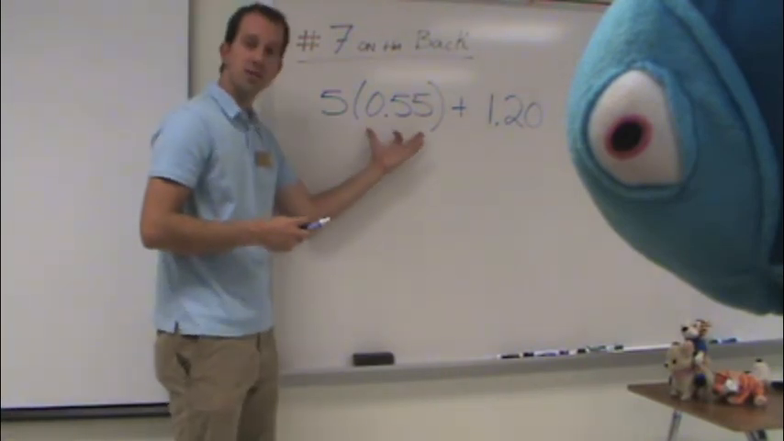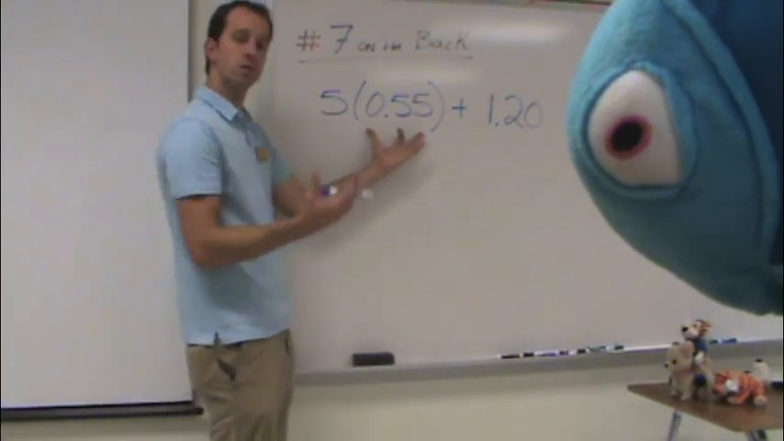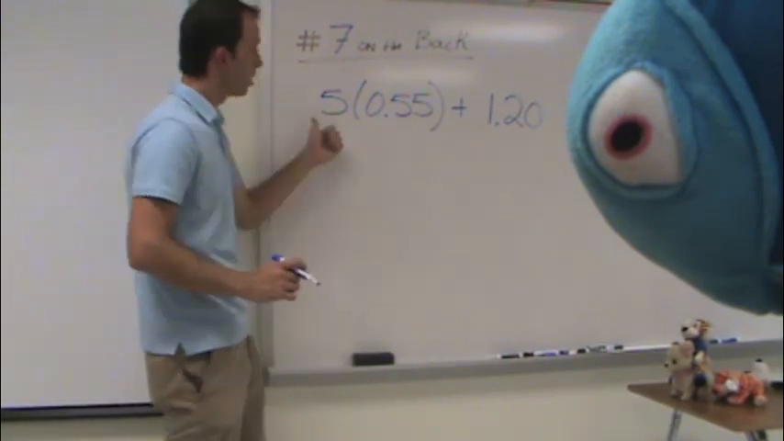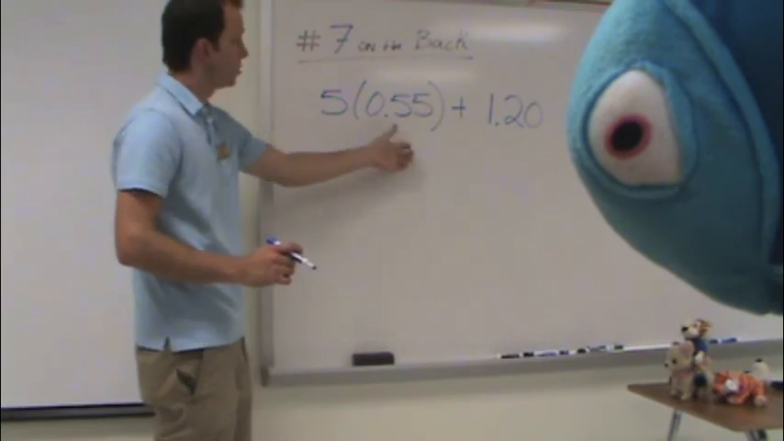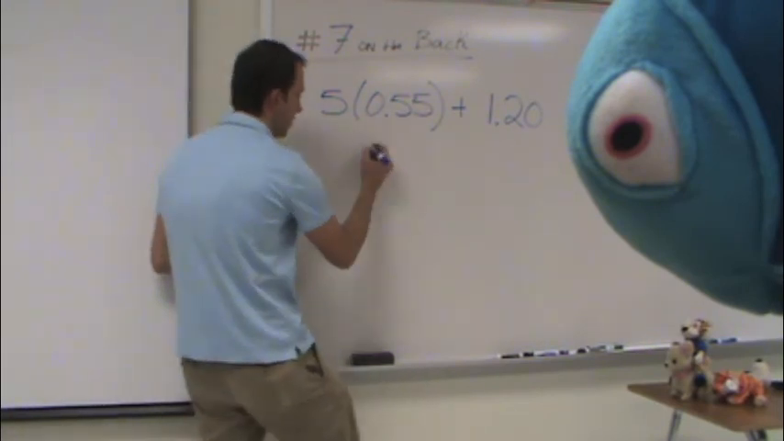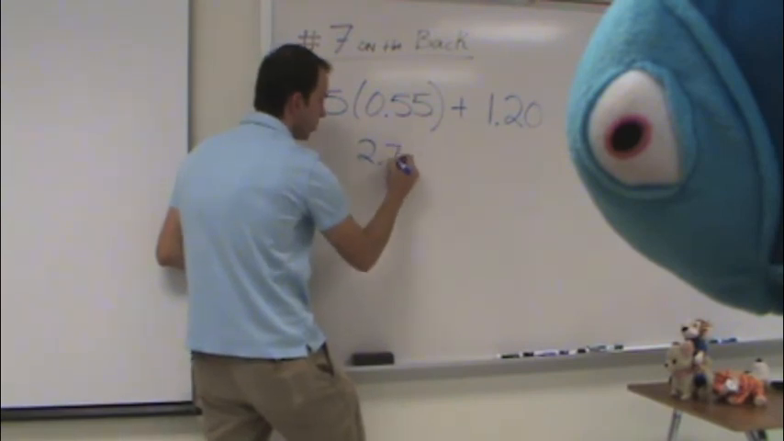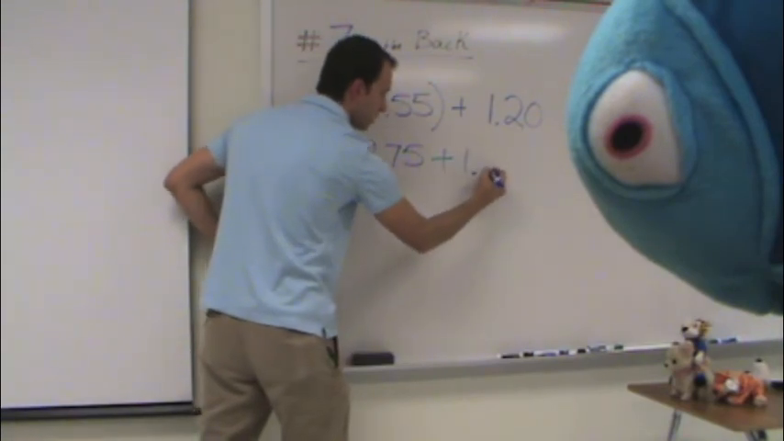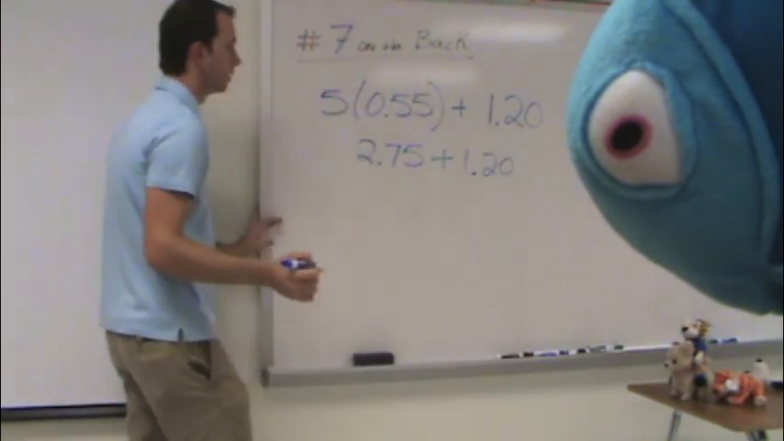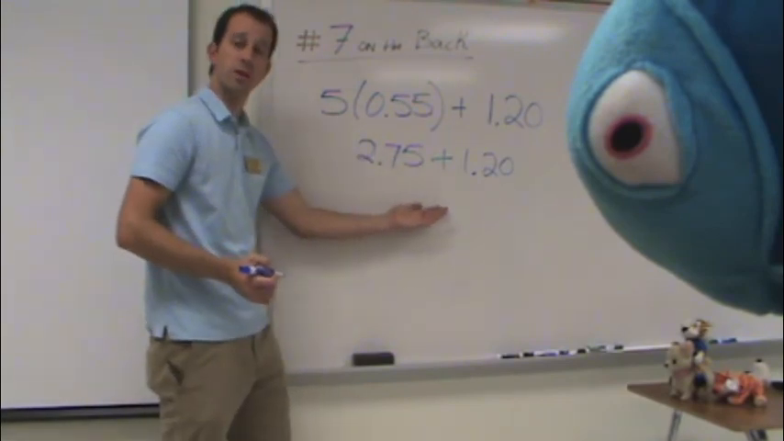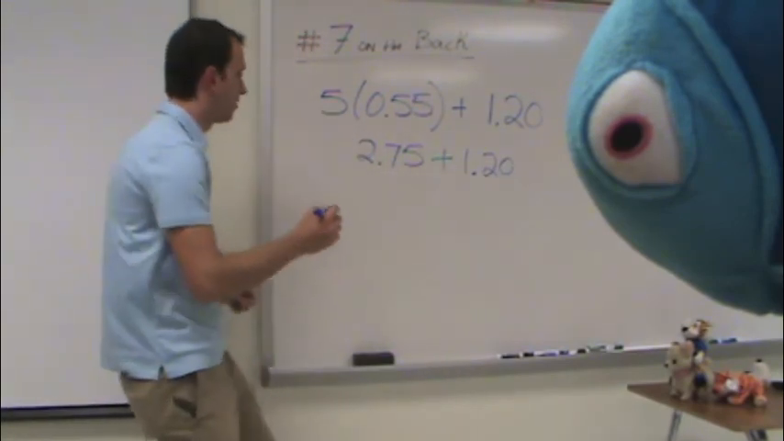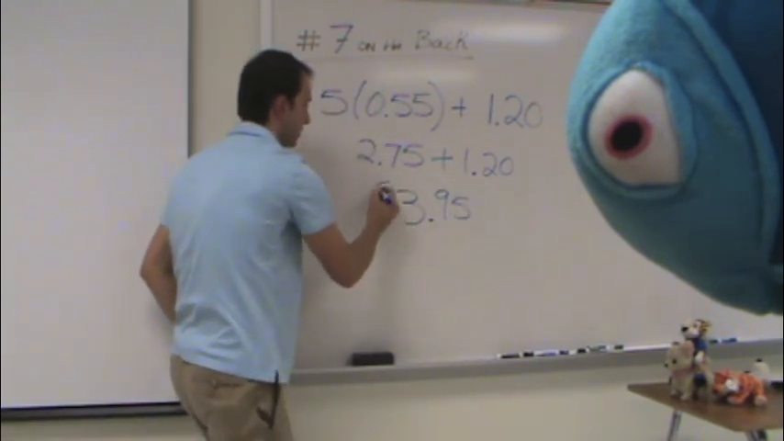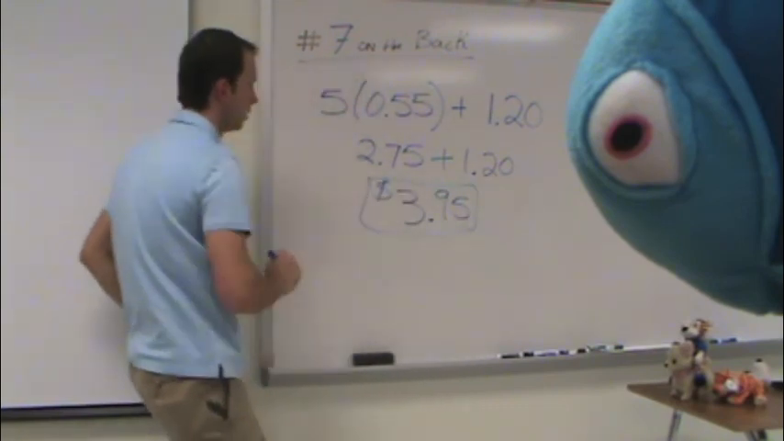We do have parentheses, the first step of order of operations, but there's nothing to do inside it, so we're going to skip the parentheses, we're going to skip the exponents. There are no exponents. We are going to now multiply these two. This is the only multiplication. 5 times 0.55 is 2.75. And we're going to add to that $1.20. After we multiply it, of course, we write the rest of the problem. If we add these two together, our final answer is $3.95. Way to go, Tyrone.